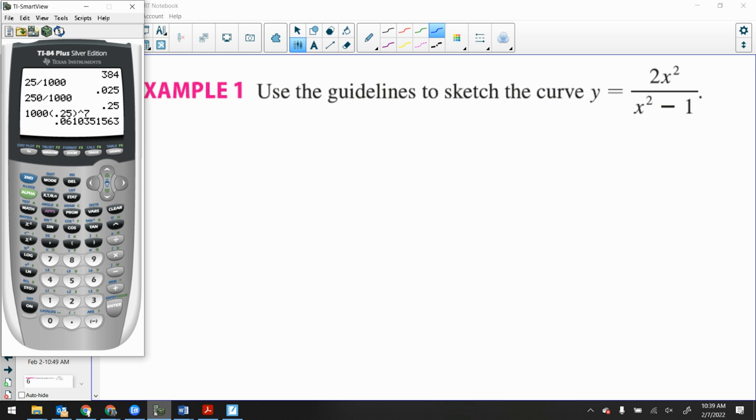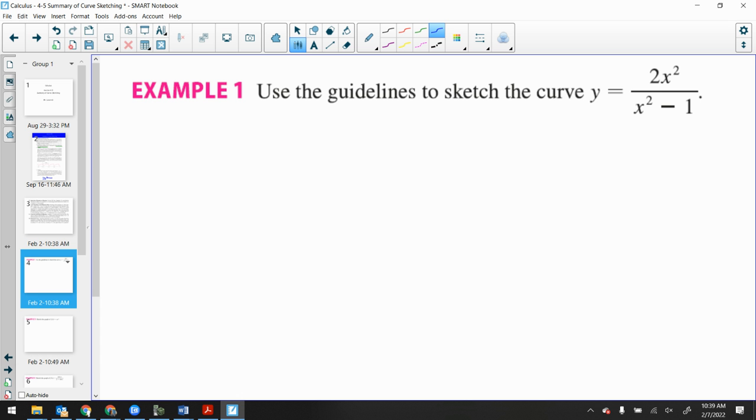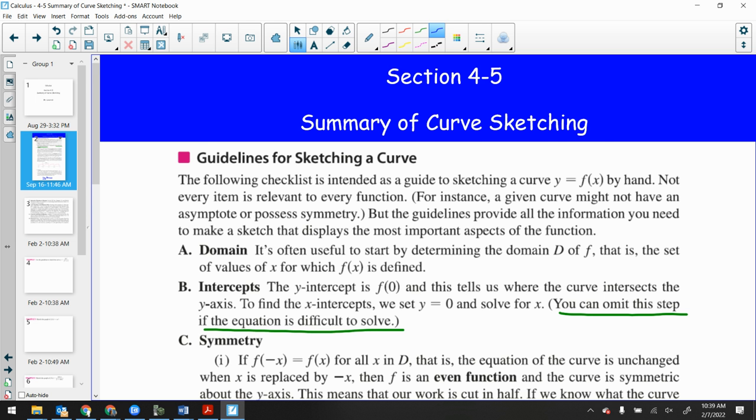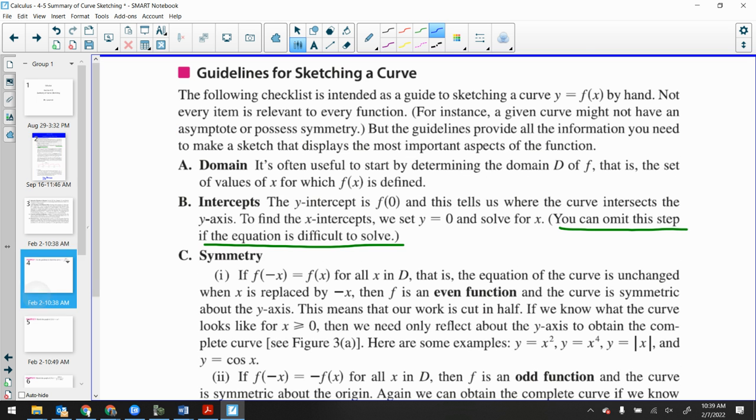All right. So first things first, let's find the domain. I'm going to go through each one of these things. Let's find the domain.